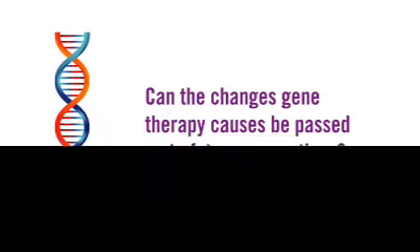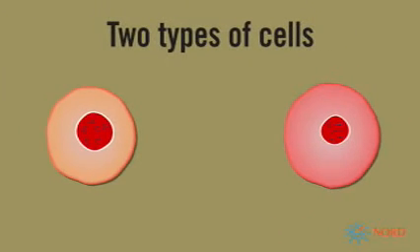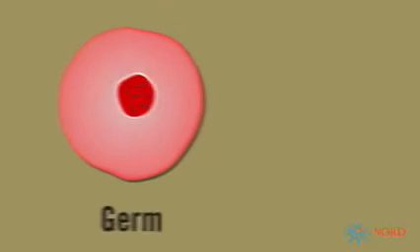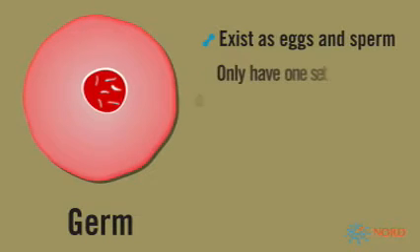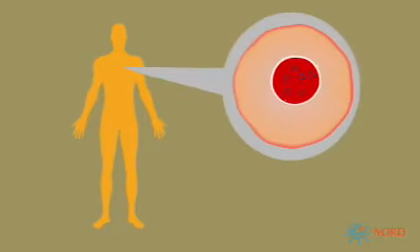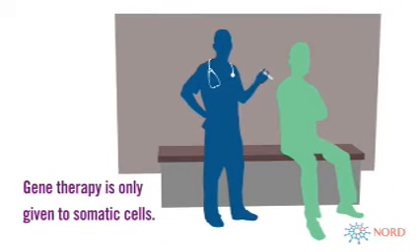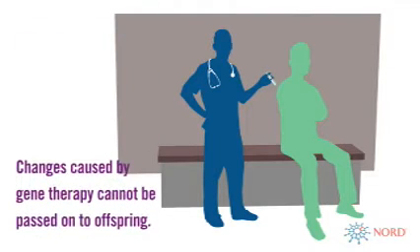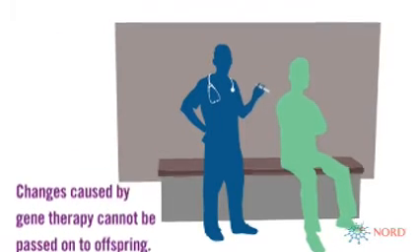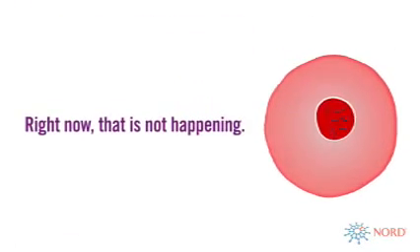Can the changes gene therapy causes be passed on to future generations? There are two different types of cells, somatic and germ. Germ cells exist as eggs and sperm and only have one set of chromosomes. These are the cells that are passed to offspring. Somatic cells are present everywhere else in the body and have two sets of chromosomes. Right now, gene therapy is only given to somatic cells, and therefore the changes it causes cannot be passed on to offspring. It is possible that in the future, gene therapy could occur in germ cells, but right now that is not happening.